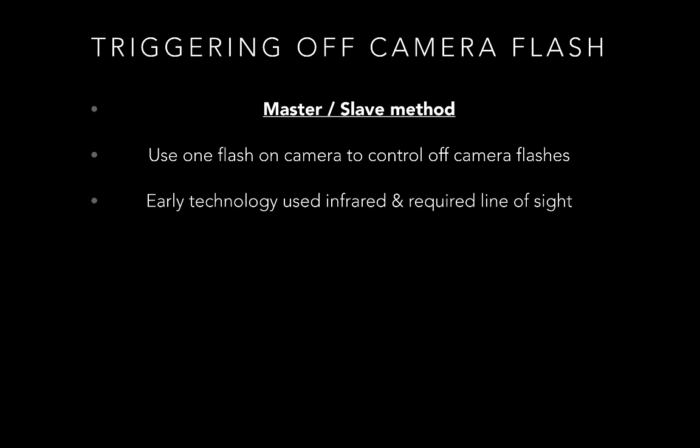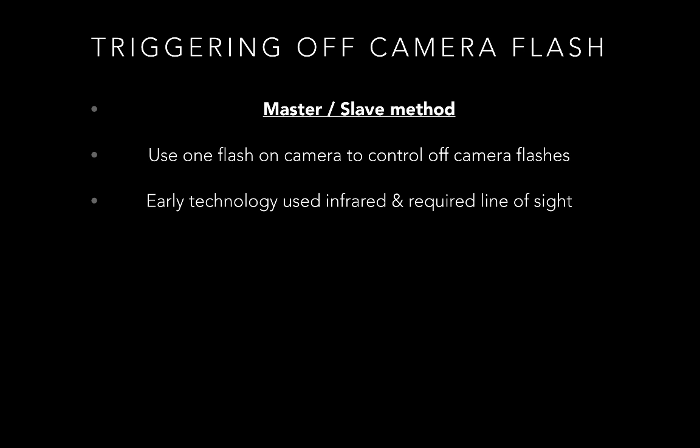So when we trigger an off-camera flash, there are a few different ways to do it. The traditional way is a master-slave method. Using that, you'll have one flash on your camera, and that flash will then control all the other flashes off camera. This was typically done with early technology using infrared, and it required line of sight. So you might have a flash on your camera that, when you press your shutter, sends a series of infrared beams to all the other flashes saying, hey, here's what's happening, do this, and then it would cause the other flashes to fire.